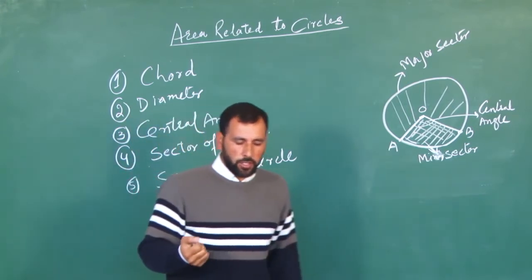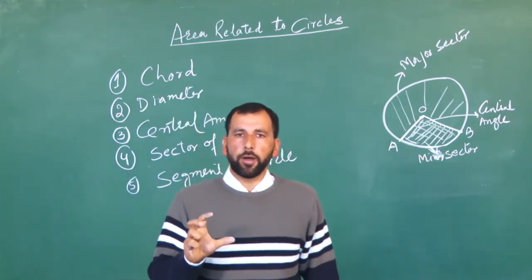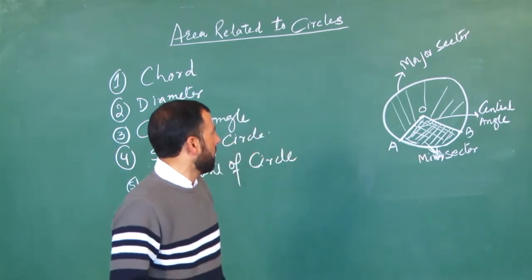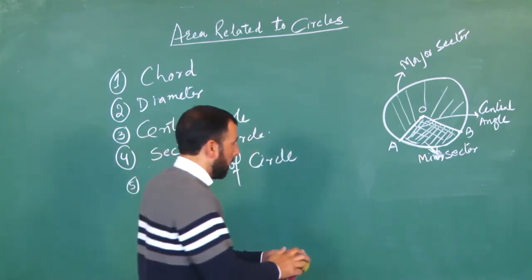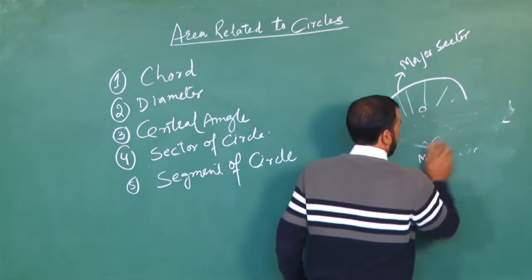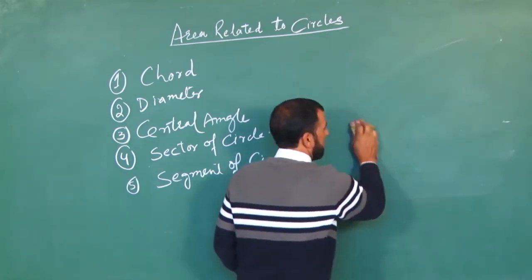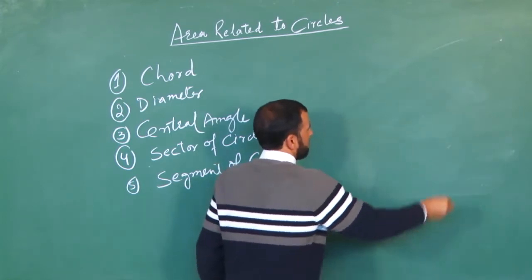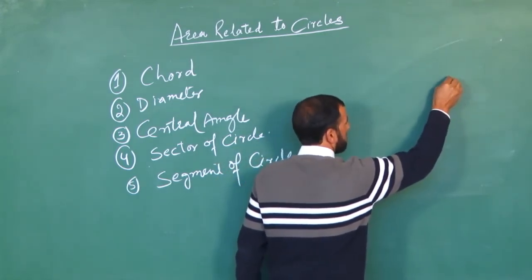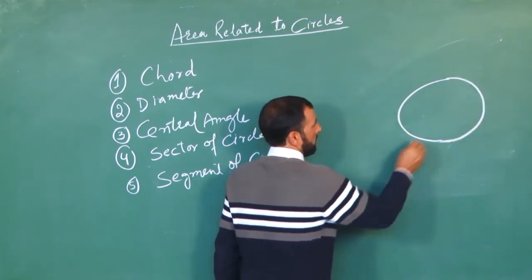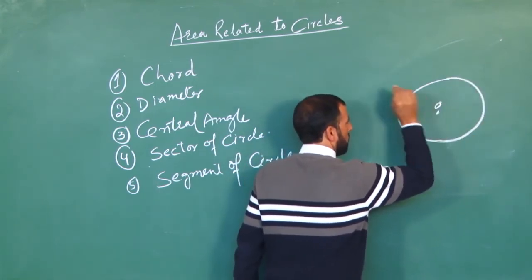Segment of a circle is a region between a chord and the corresponding arc of a circle. Let us draw another circle of radius R with center O. Here we draw a circle like this. Take the center as O.